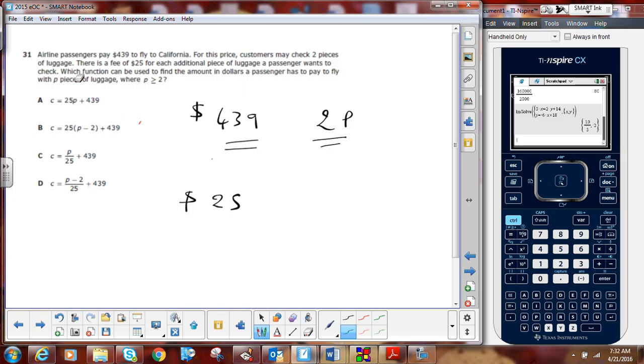So this is the question. Which function can be used to find the amount of dollars a passenger has to pay to fly with P pieces of luggage? Means if he has more than two luggage, how much money he has to pay. Okay. In this case, they give you four equations, but maybe, to make it simple for you, we're gonna do just basic math. Basic math.